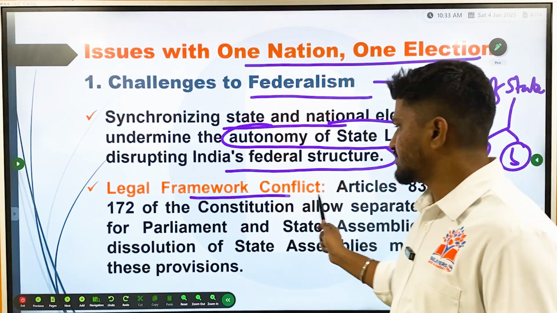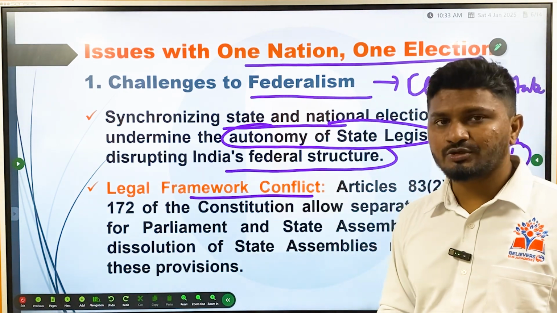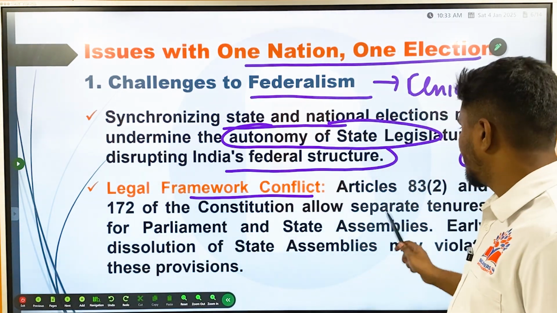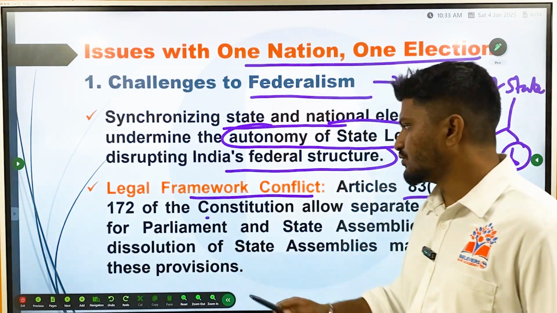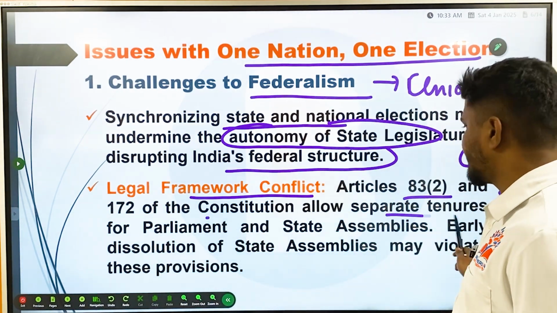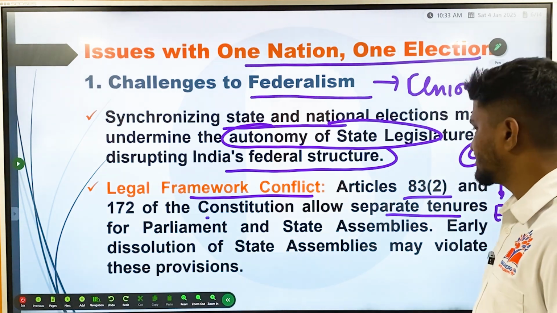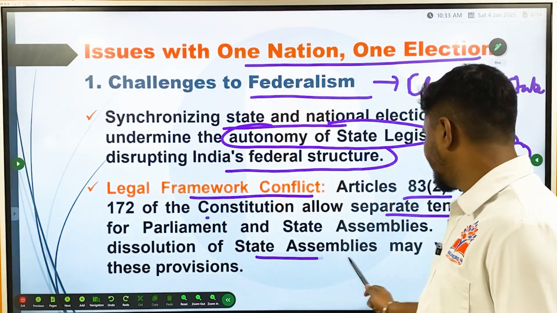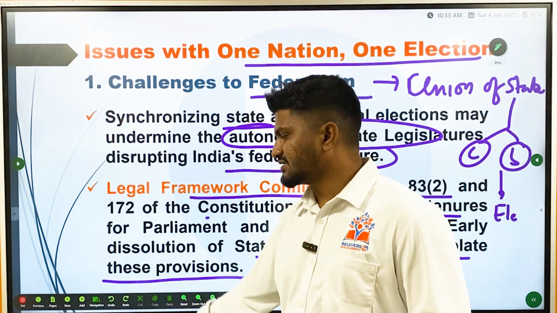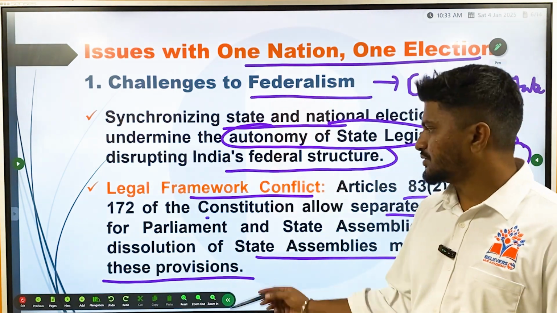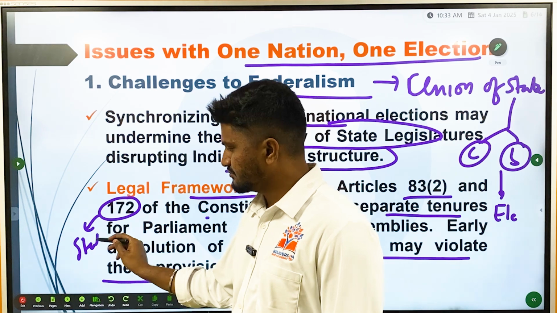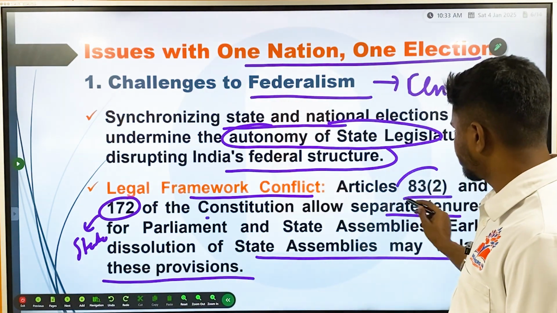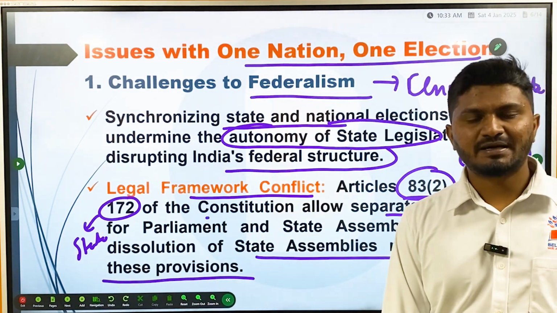Then there is also conflict in the legal framework. What is the conflict? Article 83 clause 2 and Article 172 of the Constitution allow separate tenures for the Parliament and state assemblies. Early dissolution of state assemblies may violate these provisions. Okay, so Article 172 deals with the state elections and 83.2 deals with the Parliament.